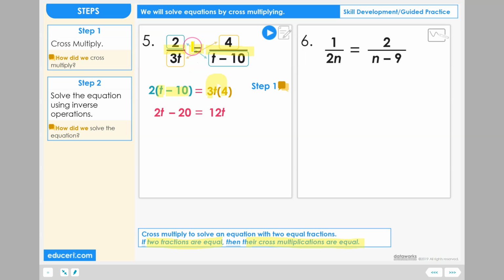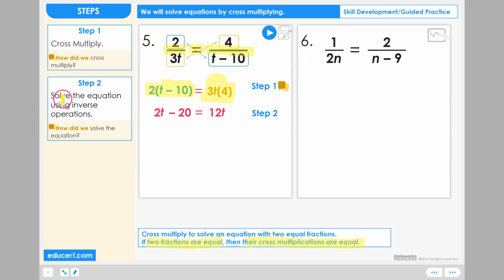We cross multiplied by multiplying a numerator of one fraction by the denominator of the other fraction, and once we had those two multiplications set up, then we made sure to do our multiplication, remembering what we learned about distributing terms and remembering what we learned about negative numbers as well.